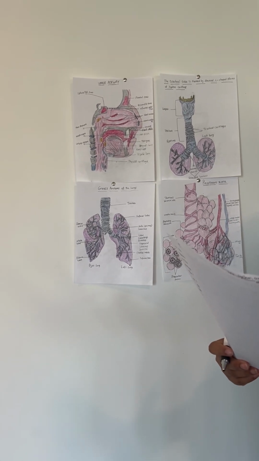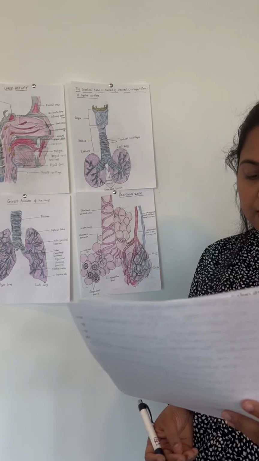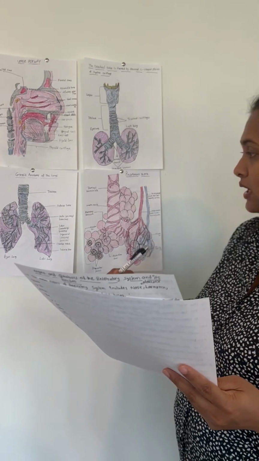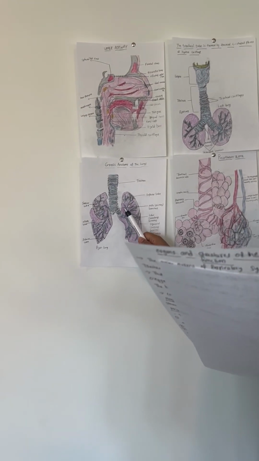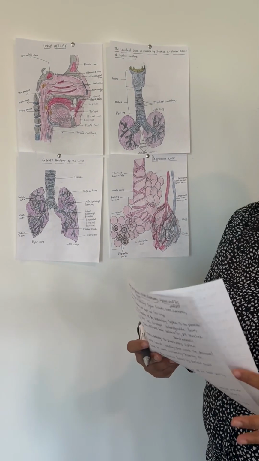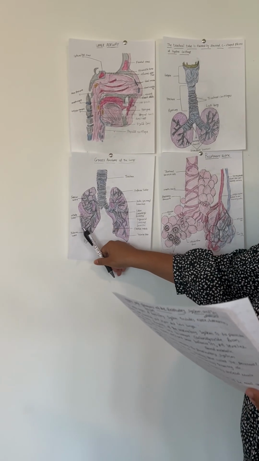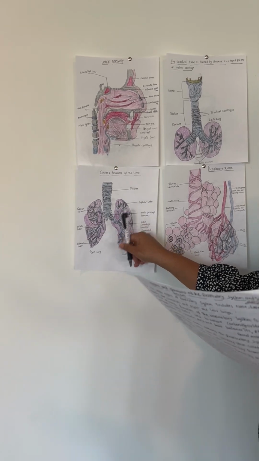The lungs are enclosed by pleura. There are two types of pleura: visceral pleura and parietal pleura. Each lung is composed of smaller units called lobes, and fissures separate these lobes from each other. The right lung consists of three lobes: superior, middle, and inferior. The left lung consists of two lobes, superior and inferior.